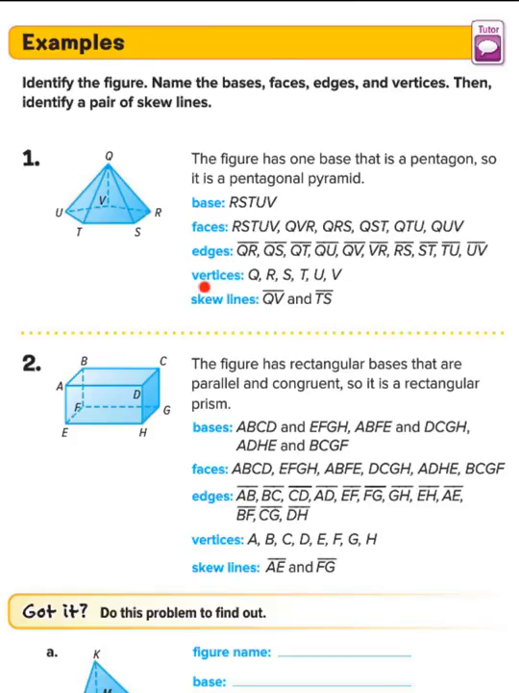So what are the vertices? All of the letters, right, that we assigned. And a couple of skew lines. Okay, skew lines, remember, they have nothing in common. So QV, let's see here. QV at the very back, right there. Okay, and TS. They don't share a plane, okay, and they don't share a vertex.